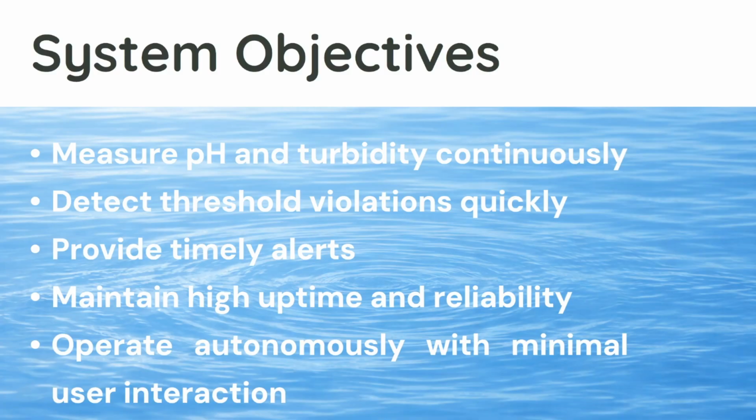Based on our stakeholder needs and our system objectives, our objectives are to continuously measure pH and turbidity, and therefore detect threshold violations quickly, provide timely alerts, maintain high uptime and reliability, as well as operate autonomously with minimal user interaction.